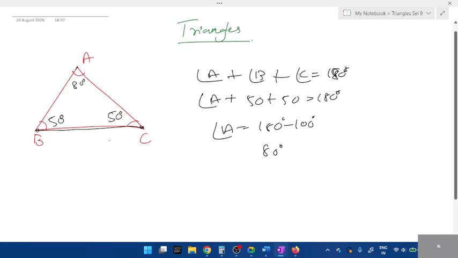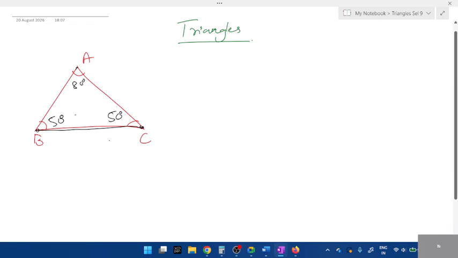Fine. Don't write this. Let me erase. I've just taught you how to find the third angle. Next. This type of triangle, we call it an isosceles triangle.